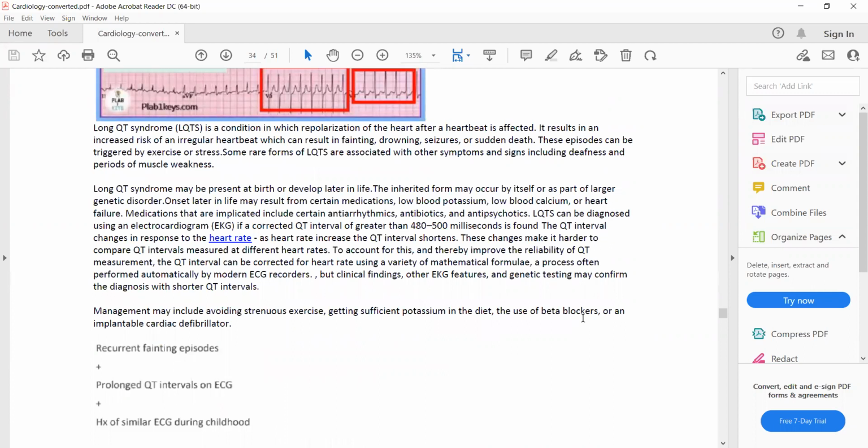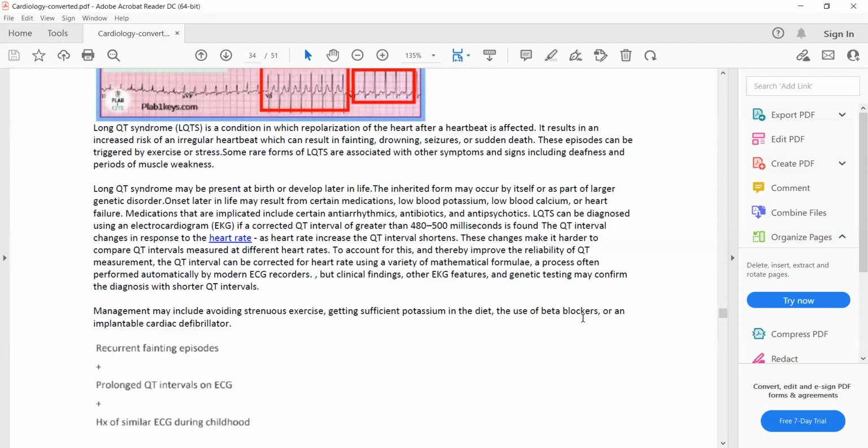So long QT syndrome is a risk factor for ventricular tachyarrhythmias. That's why it's important to know what long QT syndrome is and what its causes are. The QT interval on ECG represents ventricular repolarization, which occurs due to movement of potassium ions through potassium channels present in the cardiac membrane. So if there is a problem with the potassium channels, there will be a problem with repolarization of the heart, which will lead to a long QT interval, known as long QT syndrome.